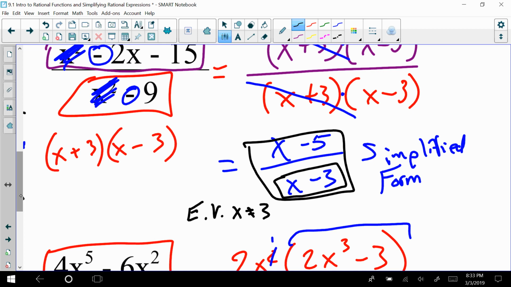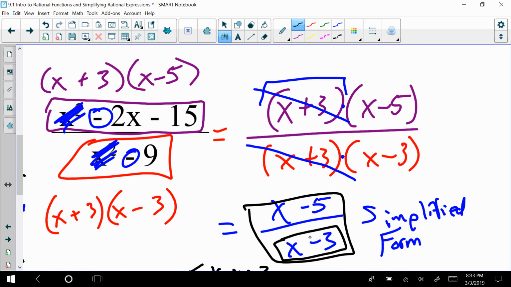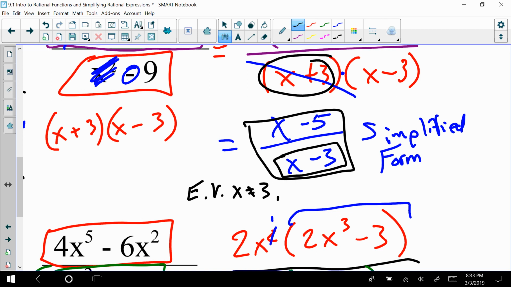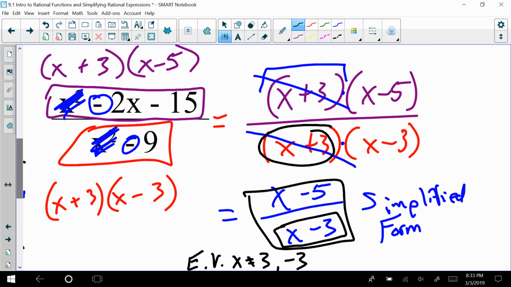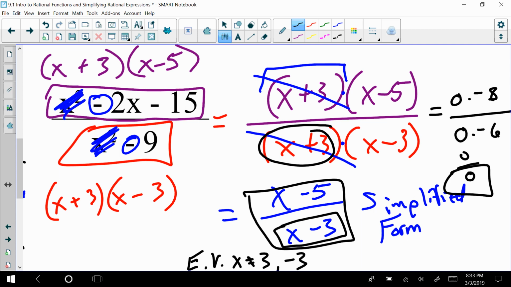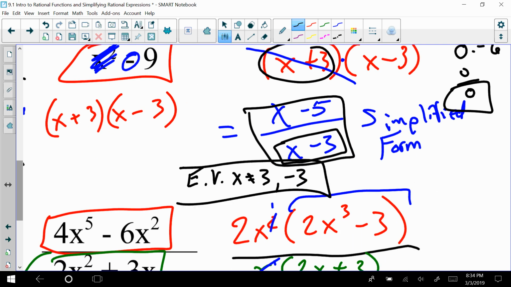What else can I not be? Remember, this is at the very end of the problem. Up here, I have x plus 3 in the bottom. A negative 3 would make that bad. Because if I plugged in a negative 3 here, that means 0 times negative 6 on the top, I would have 0 times negative 8. Again, this is going to be 0 over 0. Is that a problem? Yes. Big no-no. This is bad, which is why we state the excluded values down here.